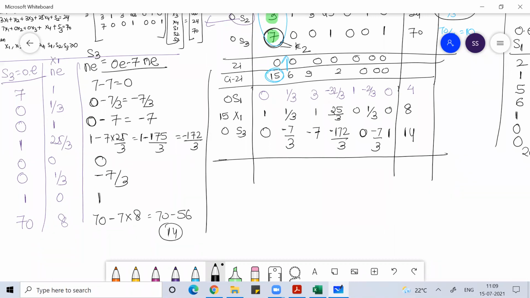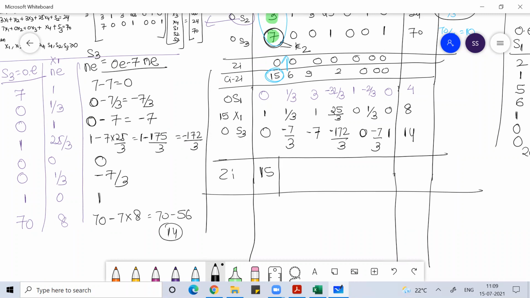Once you get this, you can find the zi value. Now zi here would be 15: 0 into 0 is 0, 15 into 1 is 15, 0 into 1 by 3 is 0, 15 into 1 by 3 is 5, and like that. This would be 15 into 25 by 3, so 25 fives are 125. This would be 0, this would be 5. So you can find the zi value.